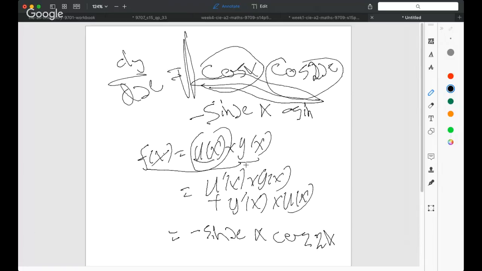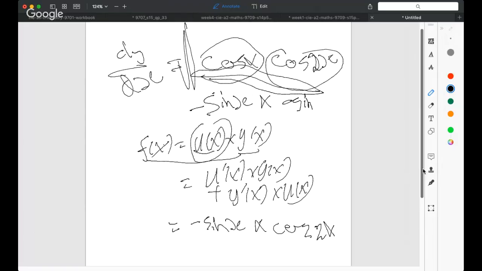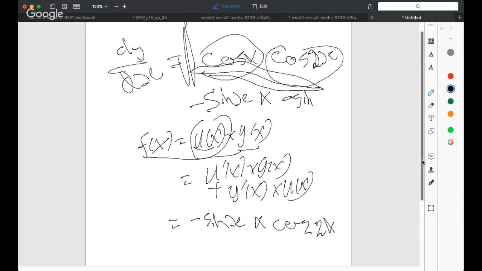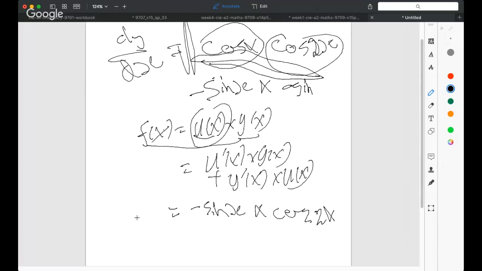So you differentiate the first function, which is cos x, and you get minus sine x times cos 2x, and next you need to differentiate the cos 2x, right? So that would be equal to... It's not equal. It's the next term.